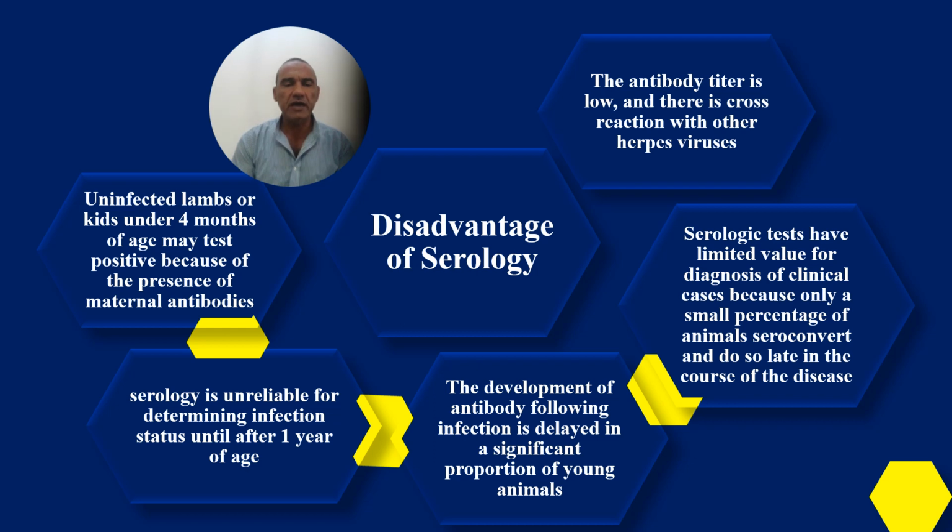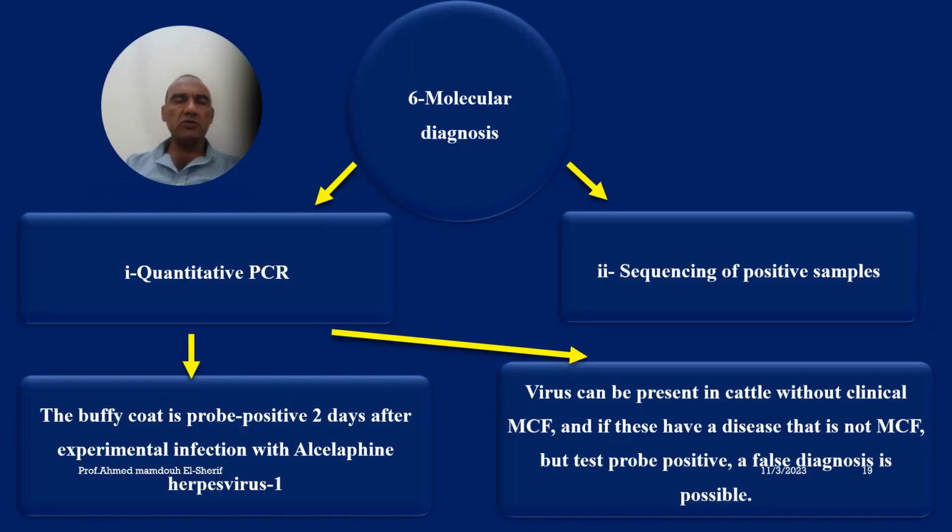Serology is unreliable for determining infection status until after 1 year of age. Uninfected lambs or kids under 4 months of age may test positive because of the presence of maternal antibodies. Molecular diagnosis of malignant catarrhal fever disease. Number 1, quantitative PCR. The buffy coat is probe positive 2 days post-experimental infection with alcelaphine herpesvirus 1.